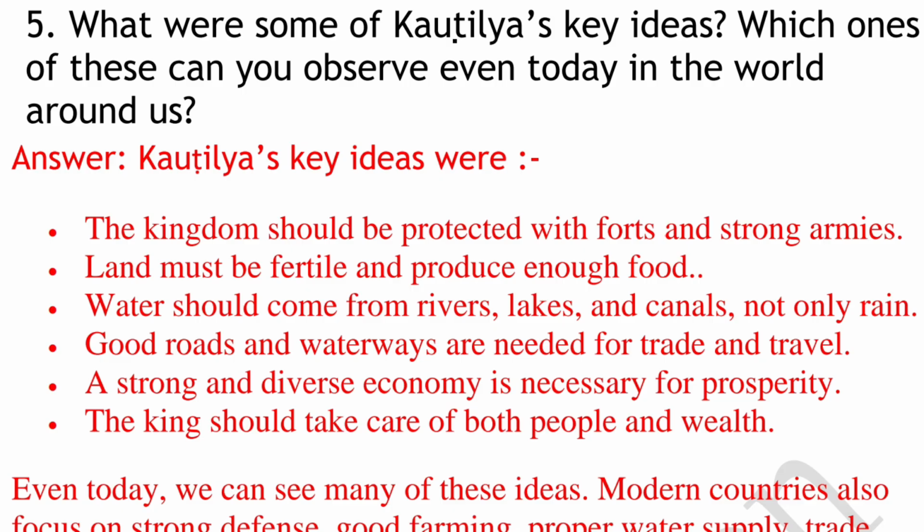Land must be fertile and produce enough food. Water should come from rivers, lakes, and canals, not only rain. Good roads and waterways are needed for trade and travel. A strong and diverse economy is necessary for prosperity. The king should take care of both people and wealth.